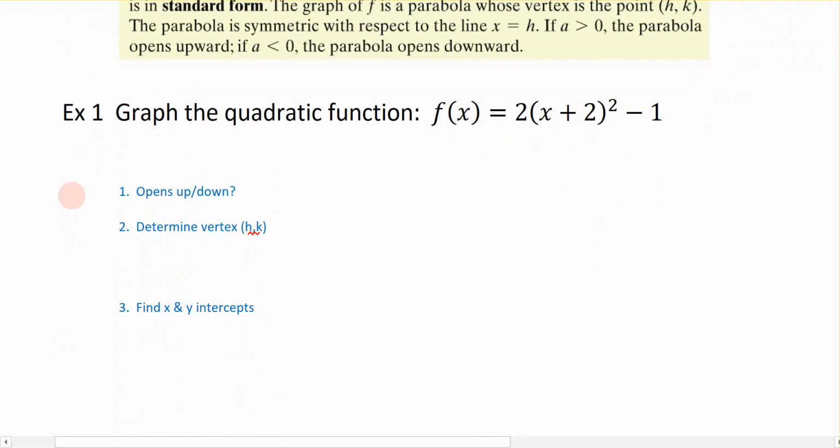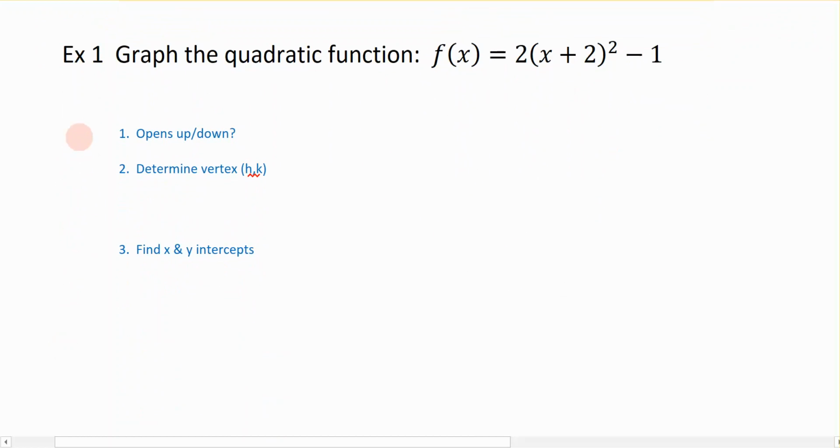So here I want to graph the quadratic function 2 times (x + 2) quantity squared minus 1. And I'm going to go through a series of steps here as we break it down. The first thing you want to look at when graphing this function is whether or not the function opens up or down, and that comes from the leading coefficient 2. So since 2 is positive, I know that this function opens up.